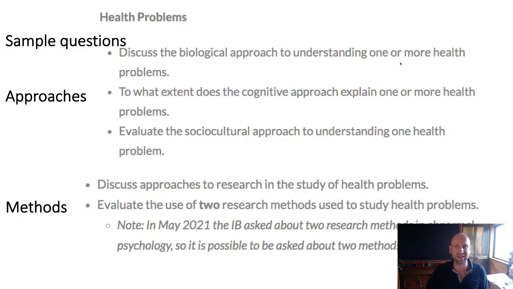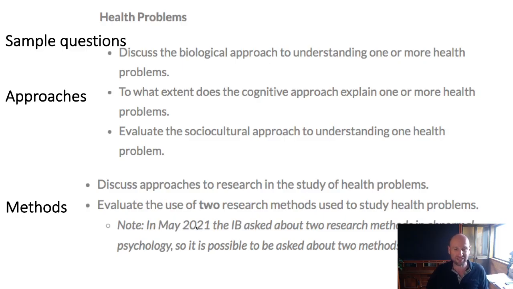Now it should always say 1 or more. However, I recommend studying 1 in detail in case they say understanding 1 health problem. They really, really should not ask about 2 health problems. It says it in the guide, 1 or more of the following: stress, obesity, addiction, sexual health, and there's one other that's escaping me. But be prepared about research methods.